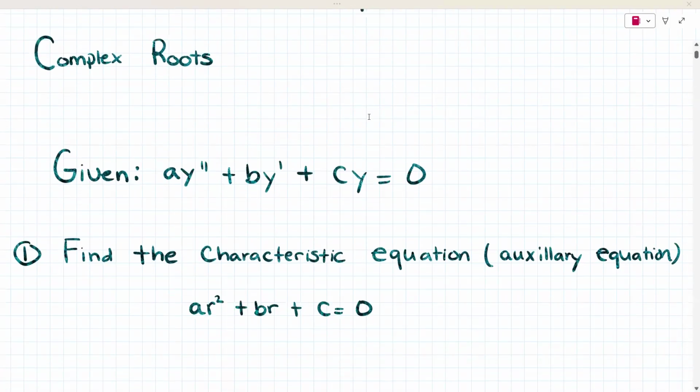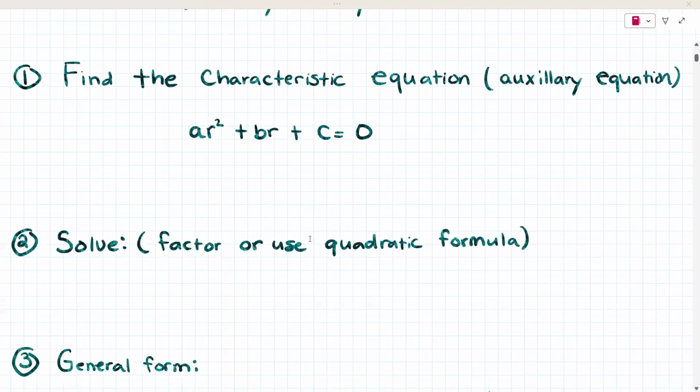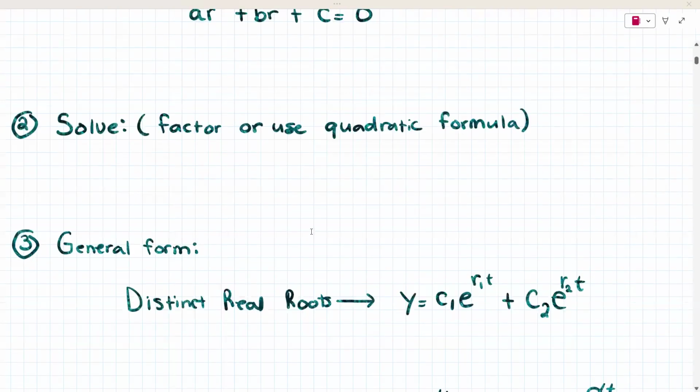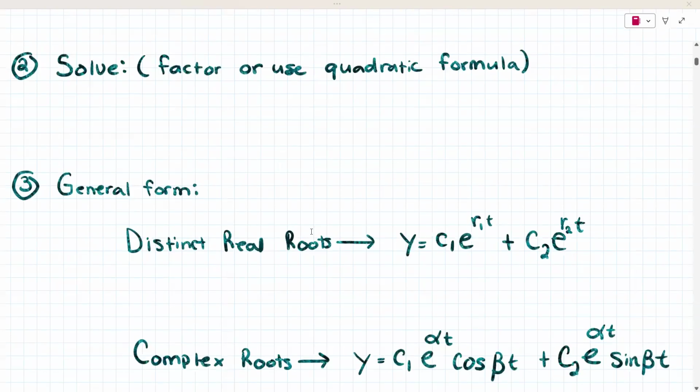So you are given ay double prime plus by prime plus cy equals 0. You know that's homogeneous. So step 1, you would find the characteristic equation, the auxiliary equation, where you figure out your a, b, and c, and solve, or use the quadratic formula. Step 3, find the general form, right? This is all familiar. You get y equals c1 e raised to r1 t plus c2 e raised to r2 t. If you're given an initial condition, you would find the c1 and the c2.